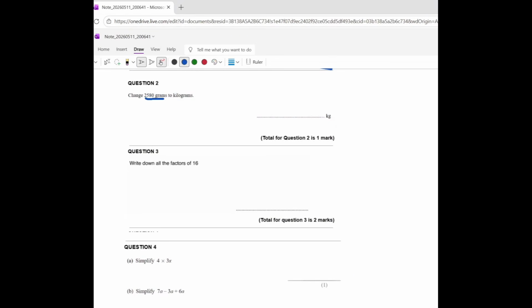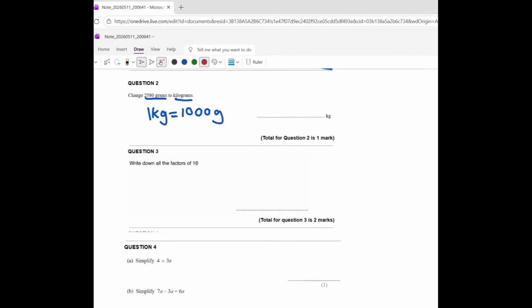Question 2 is asking you to convert grams to kilograms. There's a conversion every year on one of the papers. So you need to know your centimetres to metres, litres to millilitres, grams to kilograms, etc. So this is grams to kilograms. I always like to write down the conversion first. So we know, or hopefully you should know, that 1 kilogram is equal to 1,000 grams.